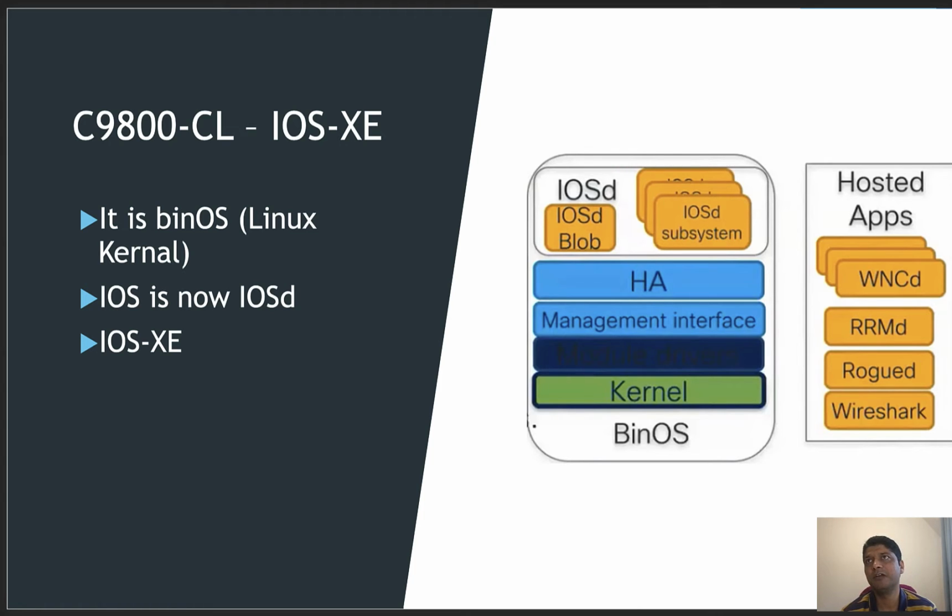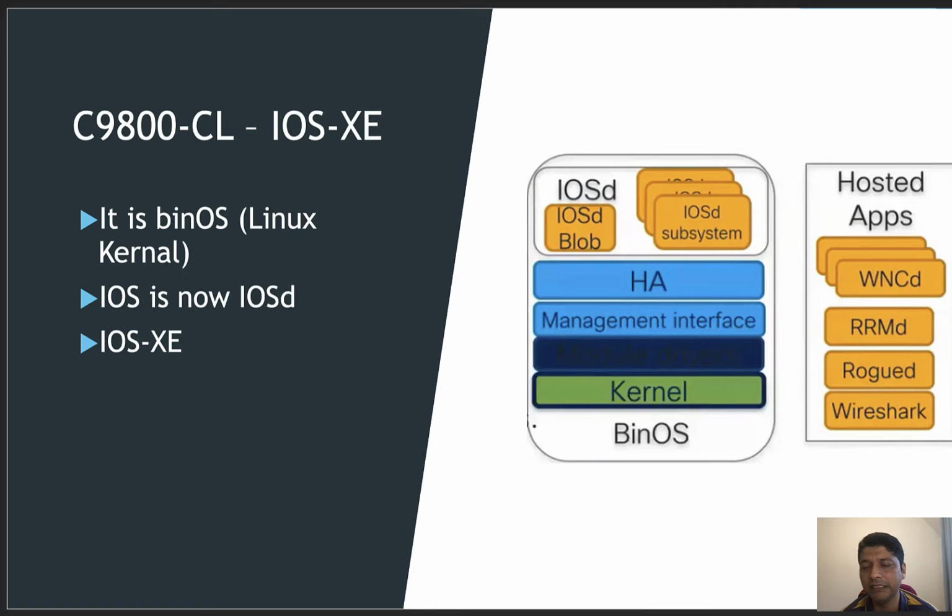In Linux terminology, it's a daemon because it's running as services. You have got multiple daemons in C9800, which includes your wireless network control daemon, RRM daemon, rogue daemon. So basically, you're not relying on everything sitting on one single hardware. Or it's like you have got different processes. So that is where the advantage is.